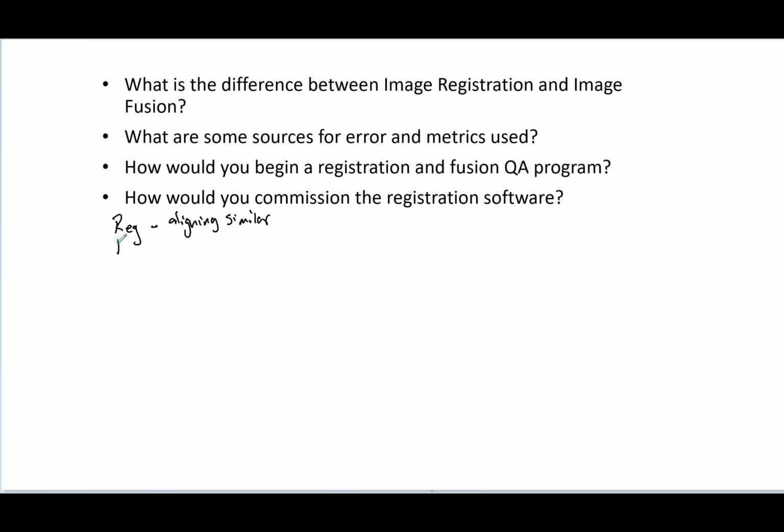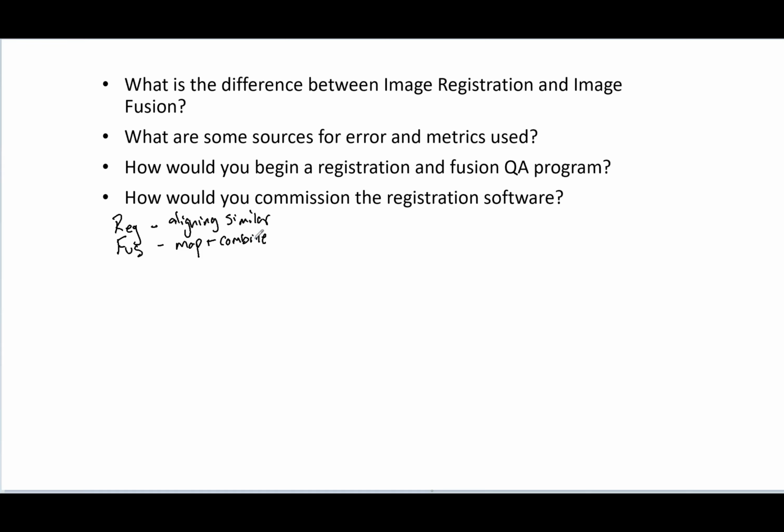Then we have image fusion, which is done after the registration. So this is when you look at tissue boundaries, when you look at dose distributions, and you look at other information that is mapped between them and combined. So you map and combine all of those different metrics on top of each other after the registration.